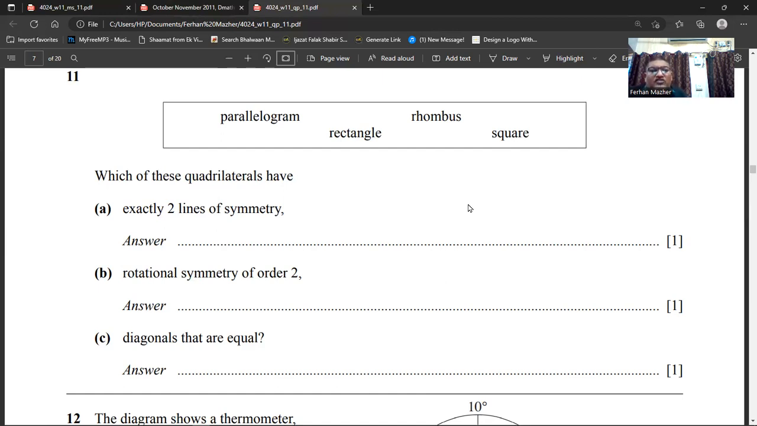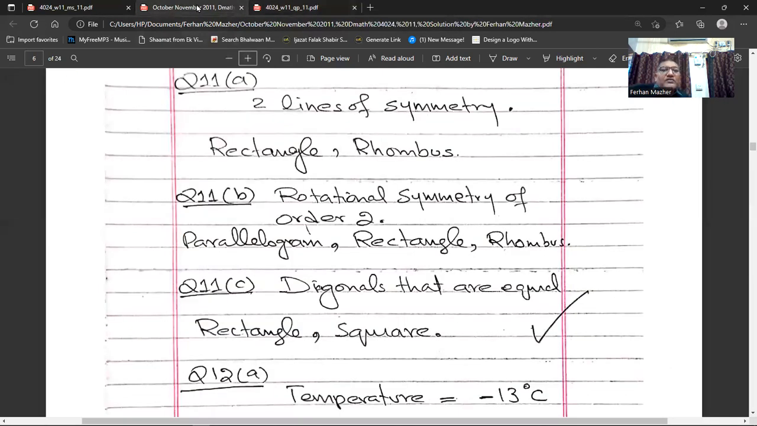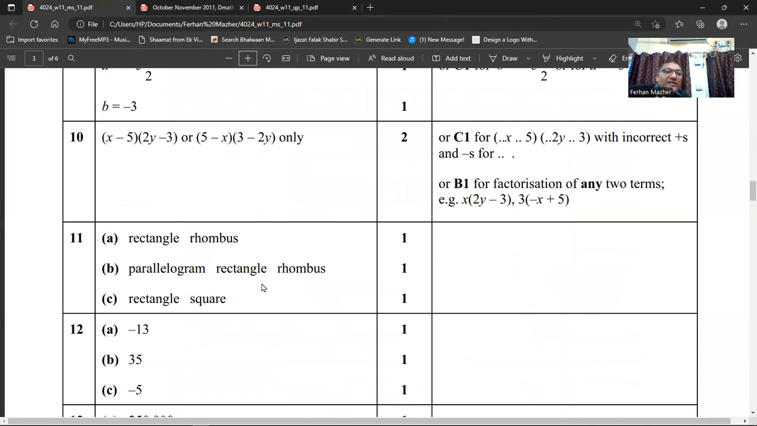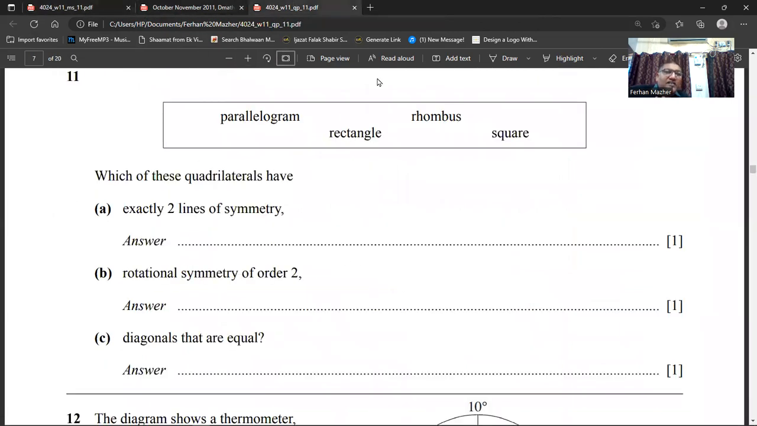So for rotational symmetry of order 2, the rectangle has order of rotational symmetry 2, the parallelogram also has order of rotational symmetry 2, and the rhombus also has order of rotational symmetry 2. So I think there are three names: parallelogram, rectangle, and rhombus. Okay, so our answer is right.